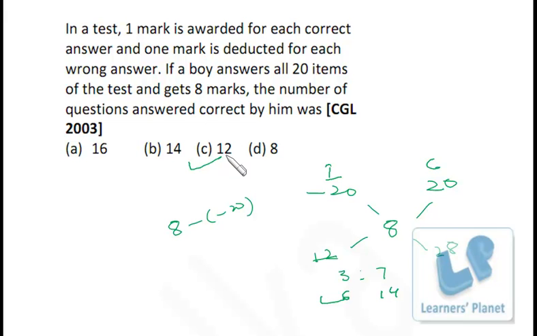He has done 14 questions correct, so he must have got 14 marks, and he has done 6 questions incorrect, that means 6 must be deducted. So he is getting 8 marks.